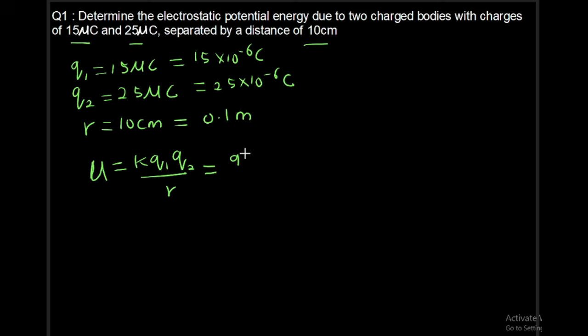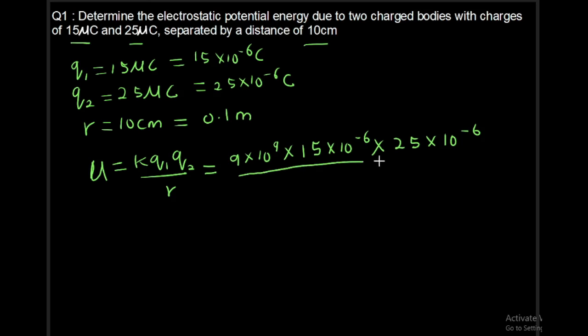So we're going to have 9 times 10 raised to power 9 times Q1, which is 15 times 10 raised to power minus 6, times Q2, which is 25 times 10 raised to power minus 6, all over R, which is 0.1. So we're going to have electric potential energy equals, and that will give us 33.75 joules. So this is our answer in joules. Electric potential energy measured in joules.